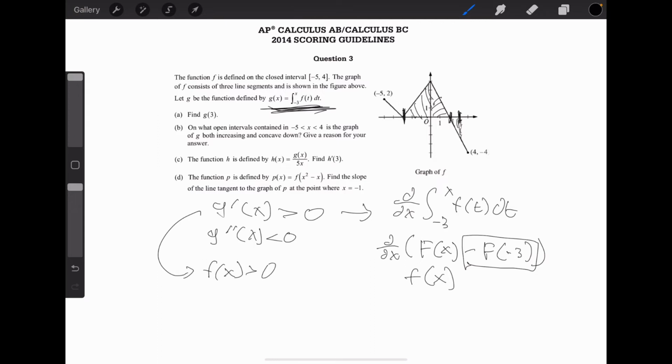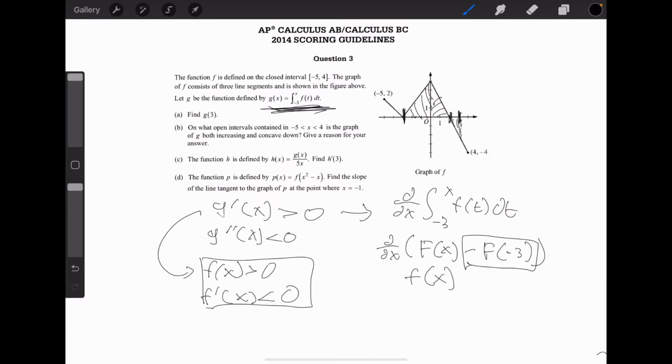Well, g double prime of x is basically just f prime of x, because we know that g prime of x is f of x, so g double prime would just be f prime since we take one derivative. Okay, so now let's find where on this graph satisfies these conditions.